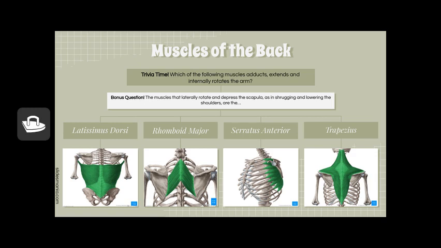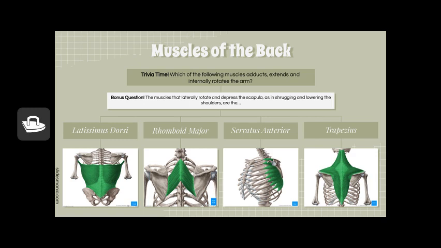And so, following the trivia question, we'll start with our bonus question. The muscles that laterally rotate and depress the scapula, as in shrugging and lowering the shoulders, are... I'll go ahead and give you 5 seconds to answer this one. And time's up. This one's going to be the trapezius and the serratus anterior. So those are going to be the last two muscles found on this slide.